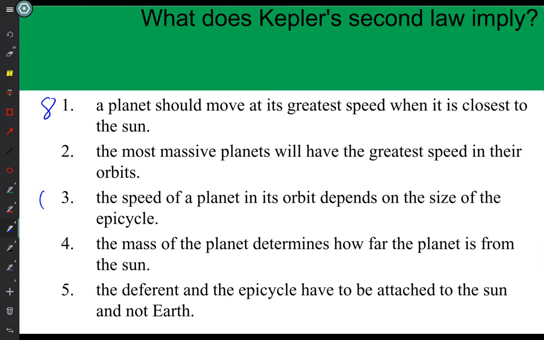I was thinking it was the one, but I had in mind that the planets don't move in circles around the sun, and so I was like, oh, probably it's not close to the sun.